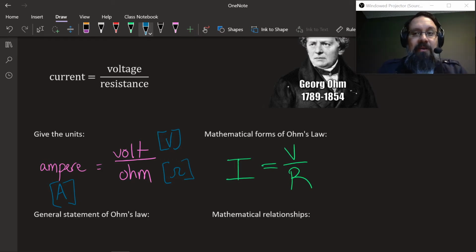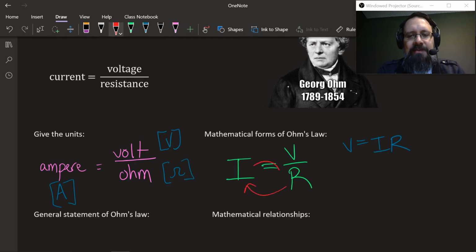You could also rearrange these variables to solve for the voltage, where you'd multiply both sides by R and you get V equals IR, or I like to call that version VIR. Or you can solve this for R, which would mean just swapping the R and the I, swapping places with those two. And then you get the last version of Ohm's law, which is R equals V over I. That's just the little algebraic manipulations. But those are all the same equation. They're just Ohm's law.